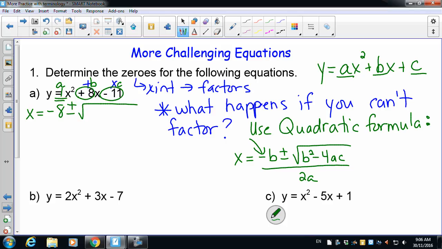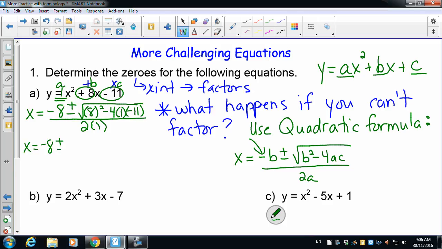And then I take the square root of the number for b squared minus 4 times the number for a times the number for c. Remember, it's negative 11. And I divide all of that by 2 times the a number. So now it comes time to do some calculating.